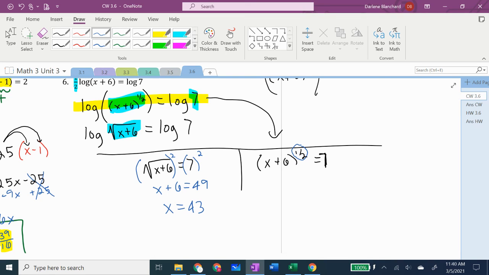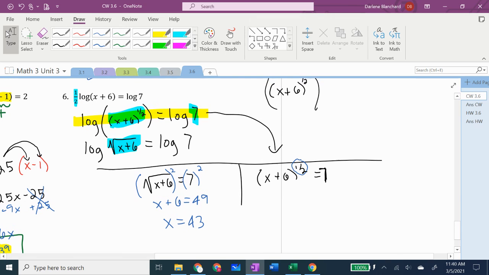However, I am not totally done because I need to check. So I'm going to my original logarithm equation right here. And I want to make sure that if I substitute 43 for x, and x is only located right here, if I put a 43 there and I add 6, do I get a positive number? 43 plus 6 is a positive number. That means that as long as I didn't make any algebra mistakes, that is correct. But extraneous, it is not, because it is making a positive go into a logarithm.